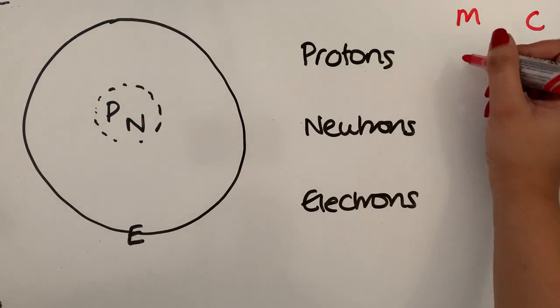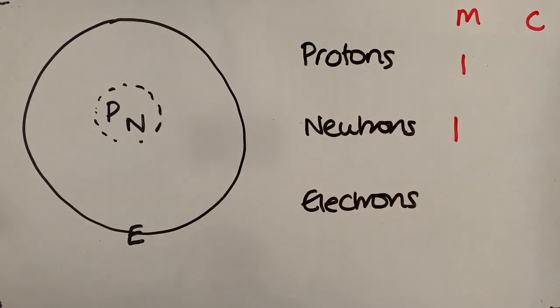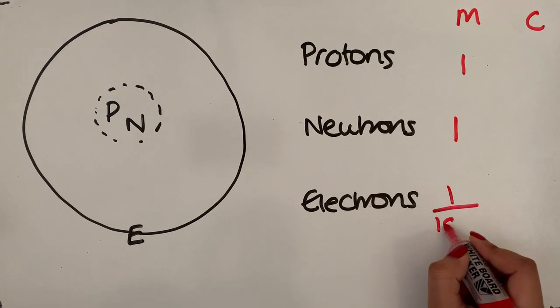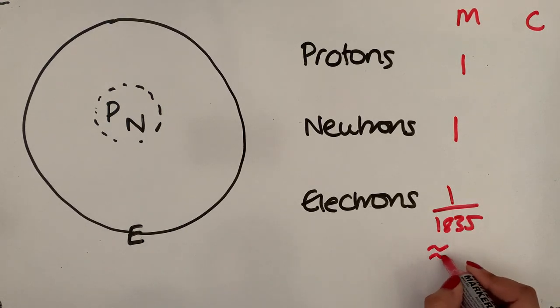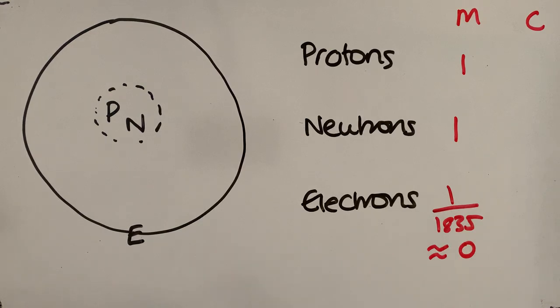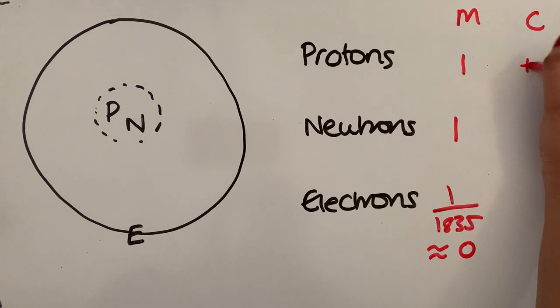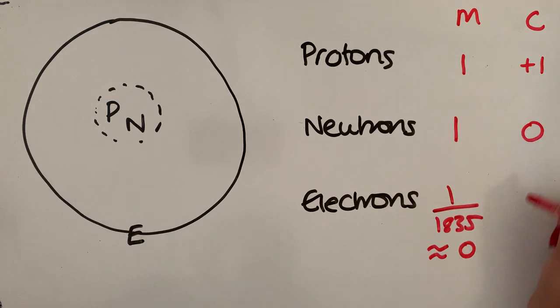Both protons and neutrons have a relative mass of 1, and electrons have a mass that is equivalent to 1 over 1835, but we say their mass is pretty much 0. It's a negligible mass, so we don't actually include that number in our calculations. We just say that the mass is 0. In terms of the charge, protons have a charge of +1, neutrons have no charge, and electrons have a charge of -1.